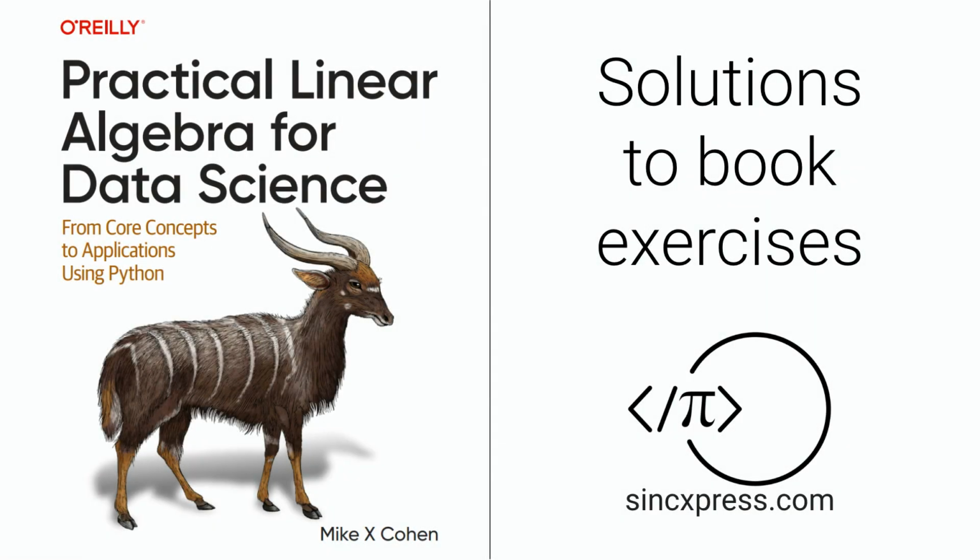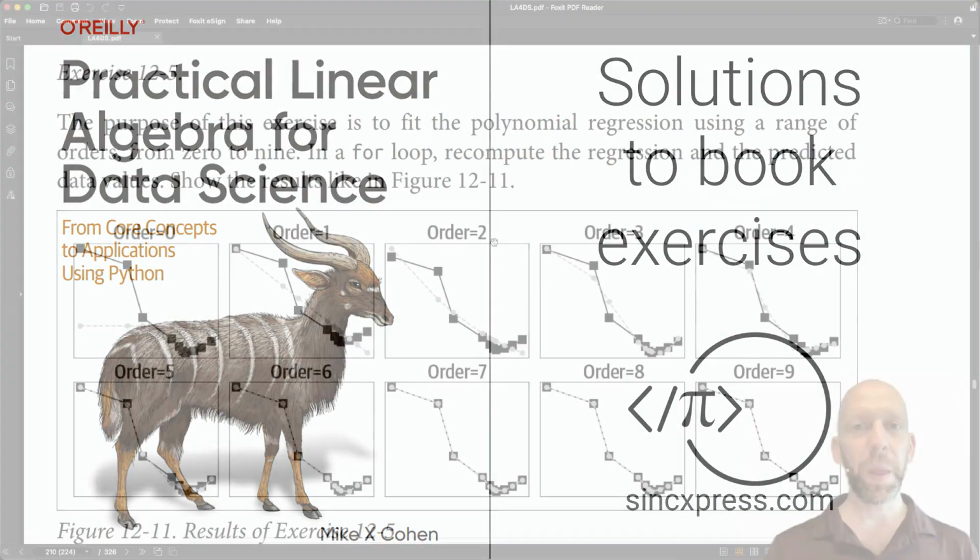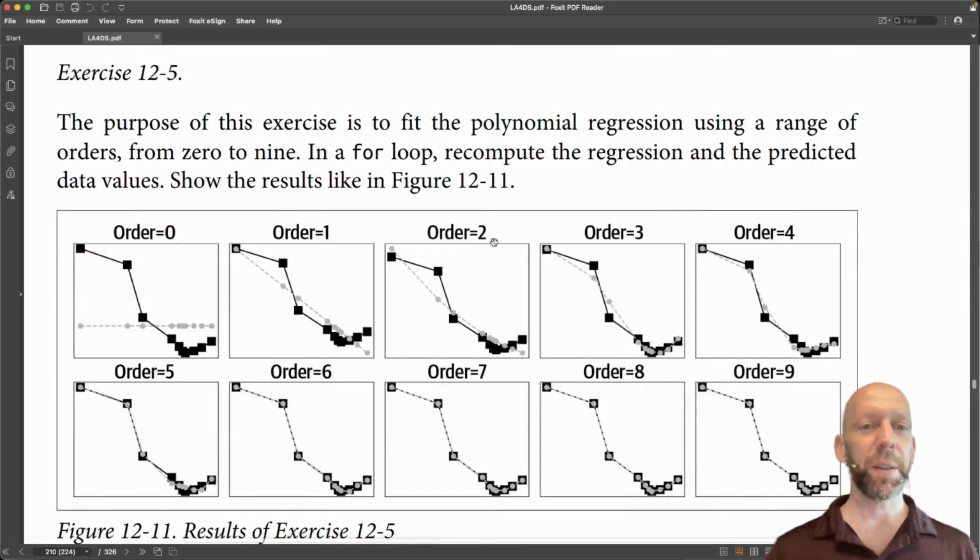Here we are on exercise 5 of chapter 12, and the goal here is to continue exploring the polynomial regression. So in particular, we want to go back to this data set here, which you will recognize from earlier in the chapter. This was the data set about doubling time of the human population.